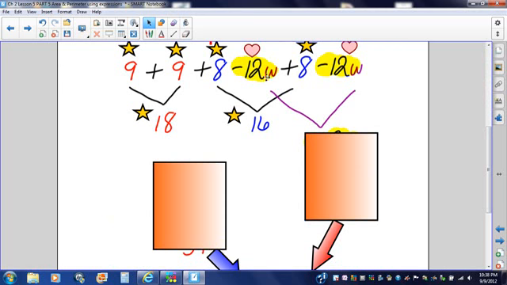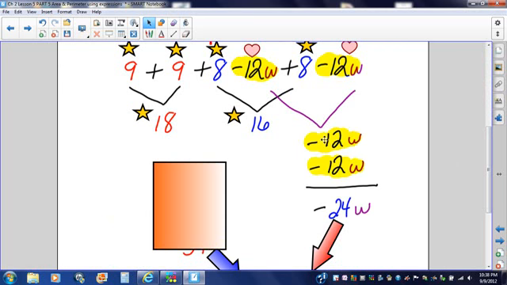So I have negative 12w minus 12w. A negative 12 and a negative 12 gives me negative 24. So what we are really doing here is we are adding 12 and 12. 12 plus 12 gives me 24. And the negative sign is like my dog, roof, roof, that follows me everywhere I go.